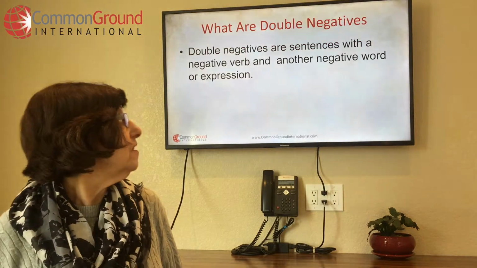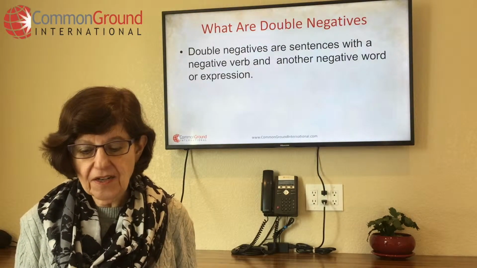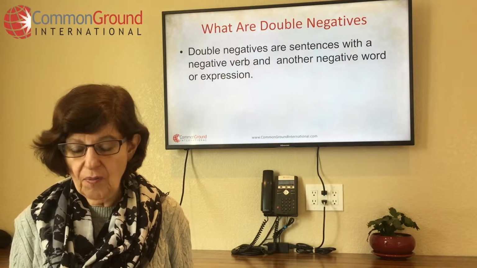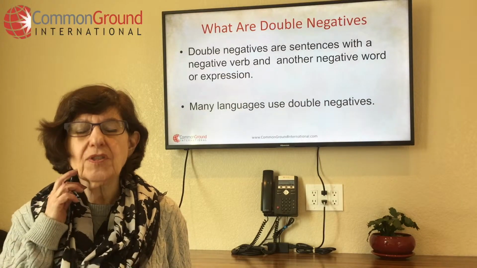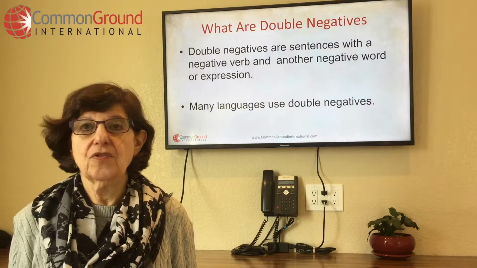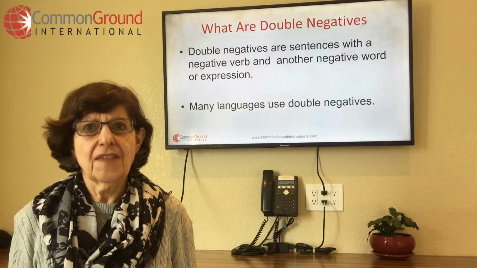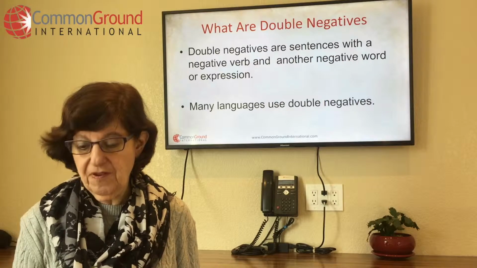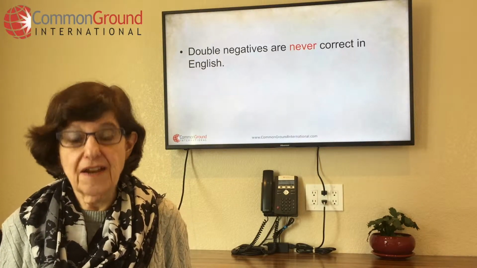What are double negatives? Double negatives are sentences with a negative verb and another negative word or expression. They're sentences with two negatives. One is always a verb, one is another negative word. Now, many languages use double negatives and they're fine. For example, in Spanish, you can say no sé nada, I don't know anything, or literally I don't know nothing. That's correct in Spanish. Many languages have that, and that's perfectly correct, but in English, double negatives are never correct.